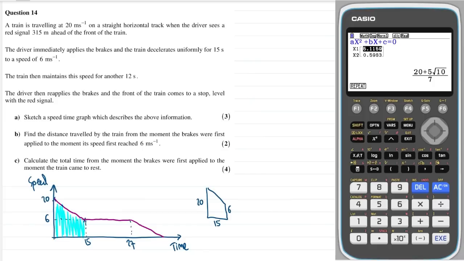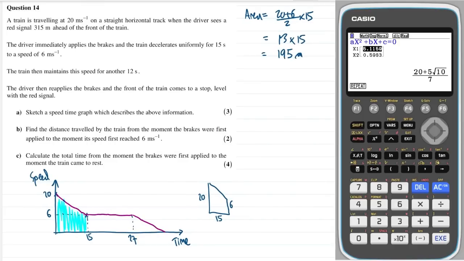The area is equal to the 2 parallel sides added together, divided by 2, times the gap between them. So that's 13 times 15, which is 195 meters.